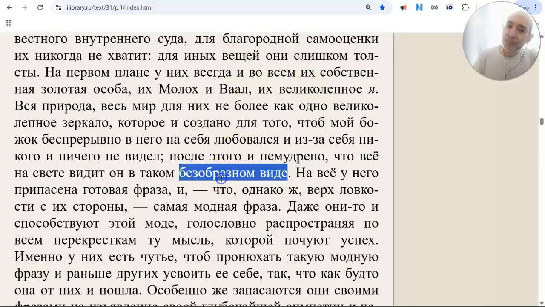So your first mission impossible is to find this expression, в таком безобразном виде, because that's where we stopped the last time. You can press Ctrl F and start typing in the word безобразном. It will bring you right here, because that's the first time Dostoevsky uses this word in the story. Do you remember, by the way, what безобразный means? It means ugly. So в таком безобразном виде means in such an ugly manner.